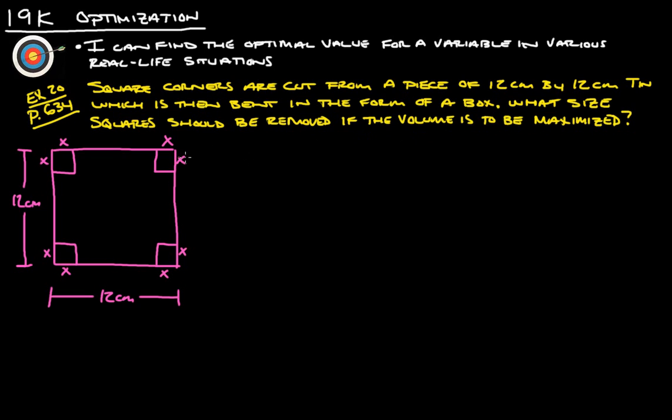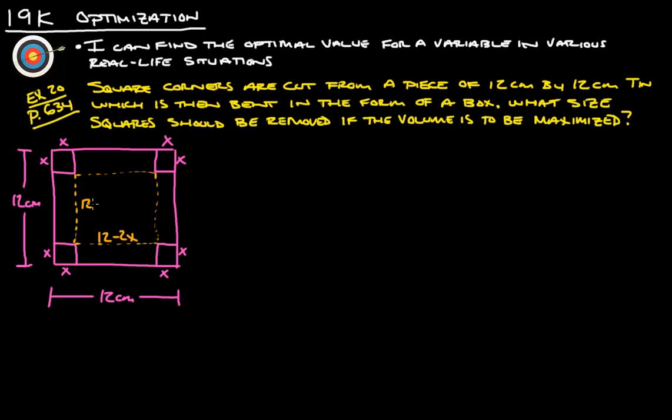So the way I'm going to look at this is, once we cut these squares, these orange dotted lines are going to be the base of the box when these sides get folded up. So if this whole thing here is 12 and each of these are x, then hopefully it makes sense that this length here should be 12 minus 2x, and these here are also going to be the same thing.